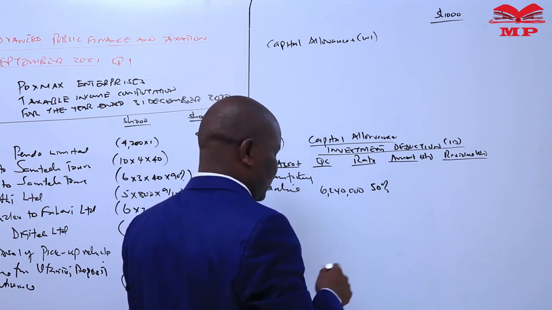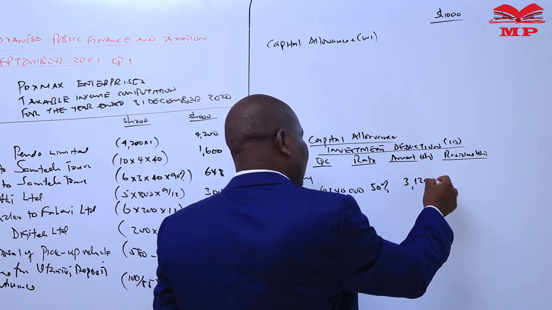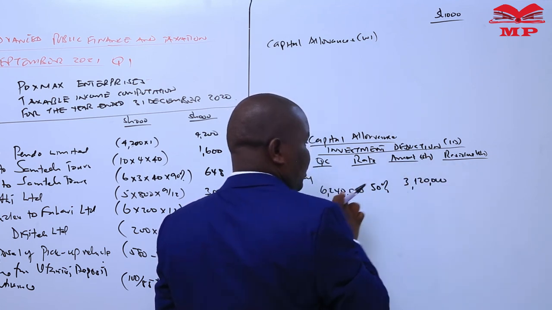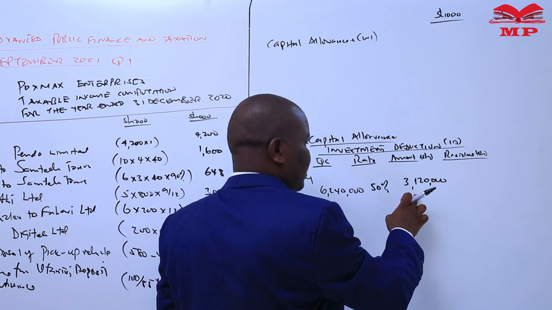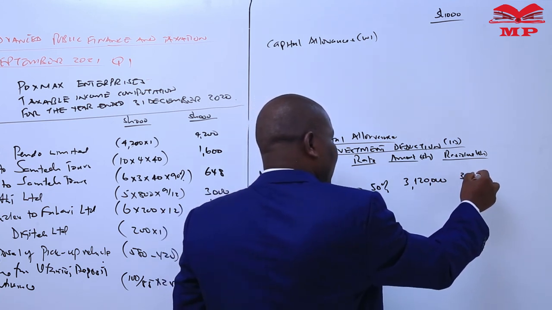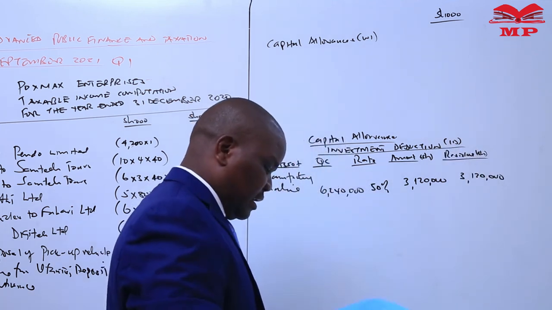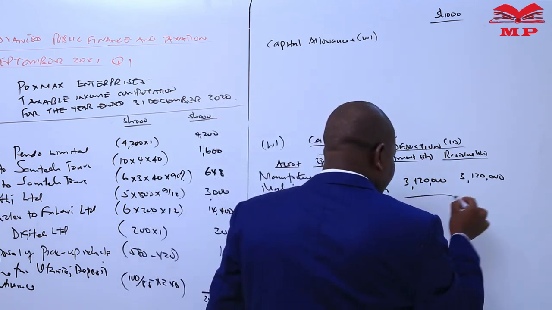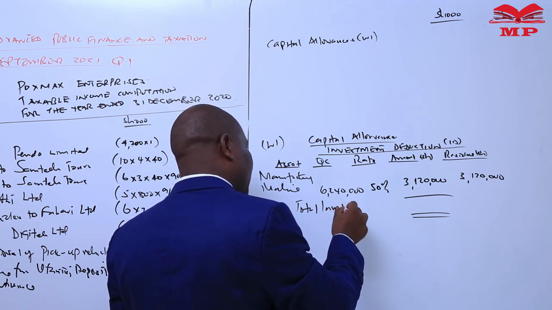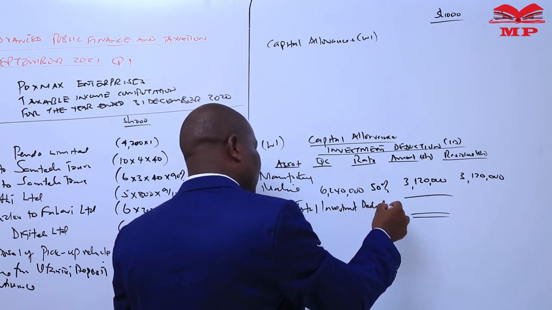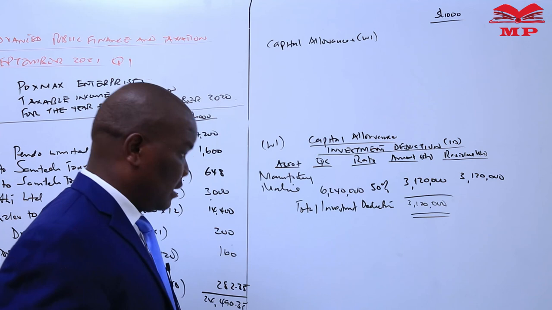So 50% of 6.24 million should be 3,120,000. The residue is simply the qualifying cost less the ID amount. So we do 6.24 million minus 3.12 million. We shall still get 3.12 million. Because that is the only asset qualifying for ID, we can get total ID. Total ID is simply the total of this column. So we call it total investment deduction. That is 3.12 million. And we are done with that ID.